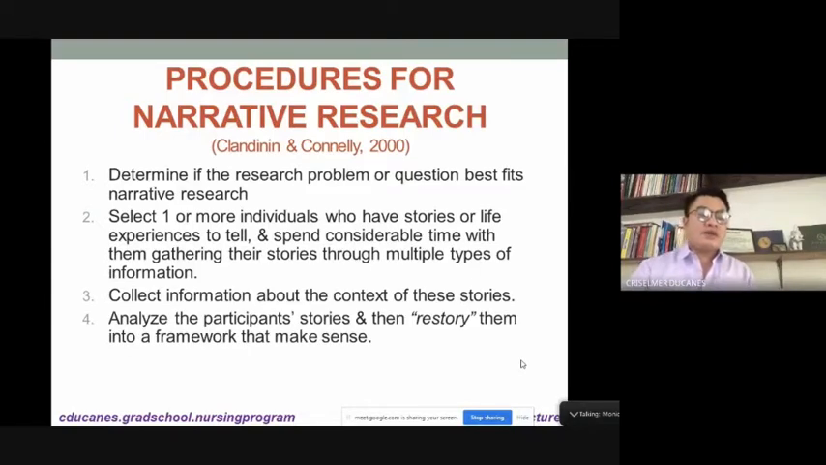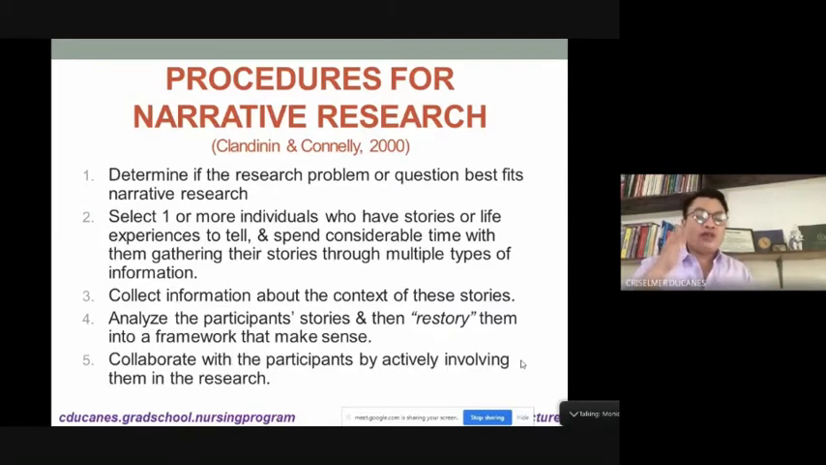And analyze the participants' stories and then restory them into a framework that makes sense. Okay? So, what I am telling you is that once you have analyzed the transcripts, okay, so your interview, you analyze, then after that, you restory or you retell or you narrate those stories, making sure that you follow a particular framework, like for example, a chronological order or a particular sequence, okay, so events.